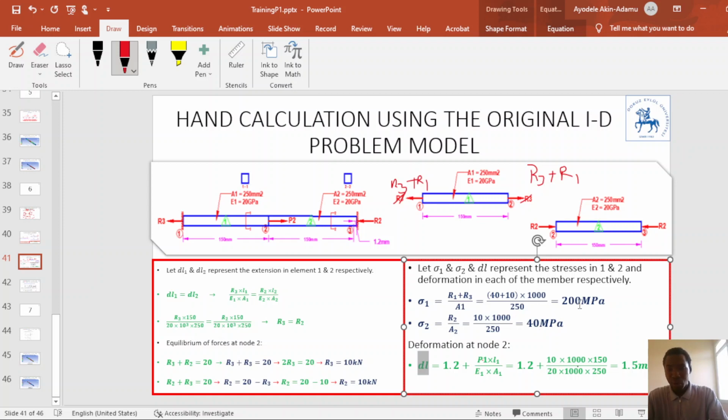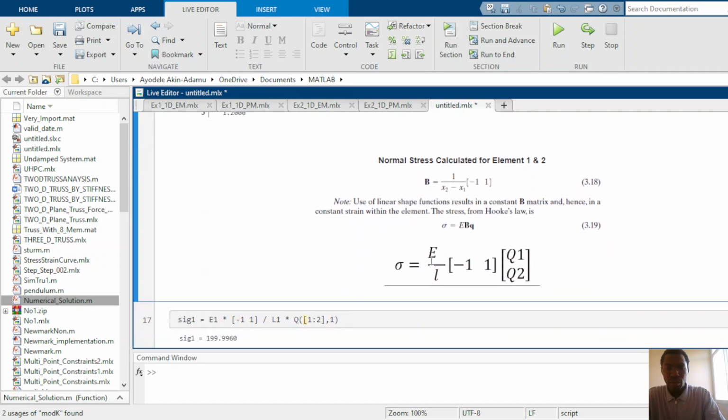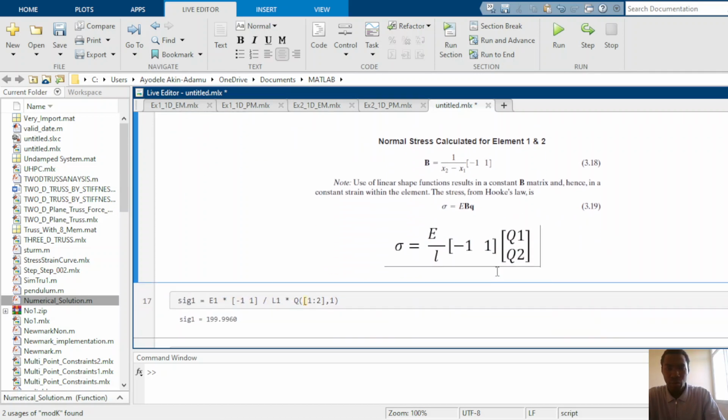We should note that what we got in our manual calculation for the normal stress in finite element 1 is 200 MPa, while for element 2 it is 40 MPa. So let's see if we get the same stress value in our finite element solution. We're moving to the normal stress in both finite elements now. We use this formula to compute the normal stress.